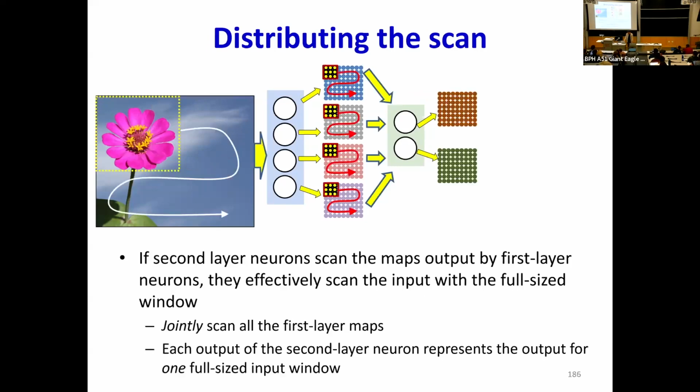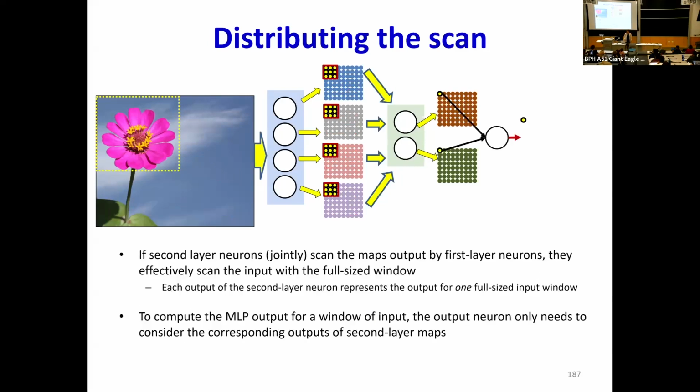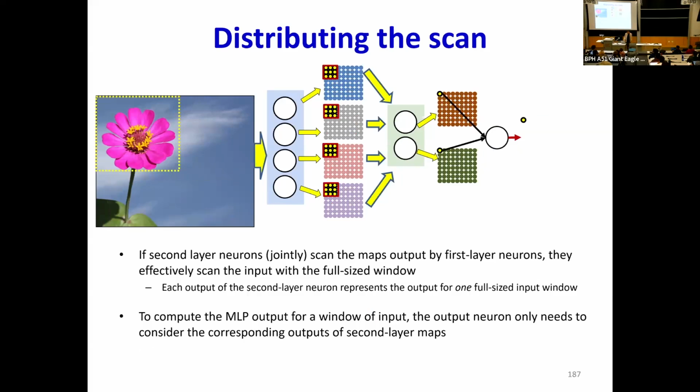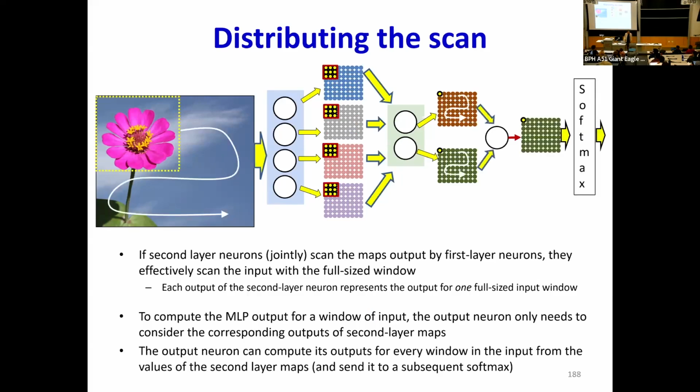Appreciate it. And so, basically, if the second layer neurons scan the outputs of the first layer neurons, they're effectively scanning the entire input with this big window, right? And what is the obvious next step? What would the obvious next step be? I can recurse, right? And I can say, of course, over here now the next layer neurons would be scanning the maps output by the second layer neurons.